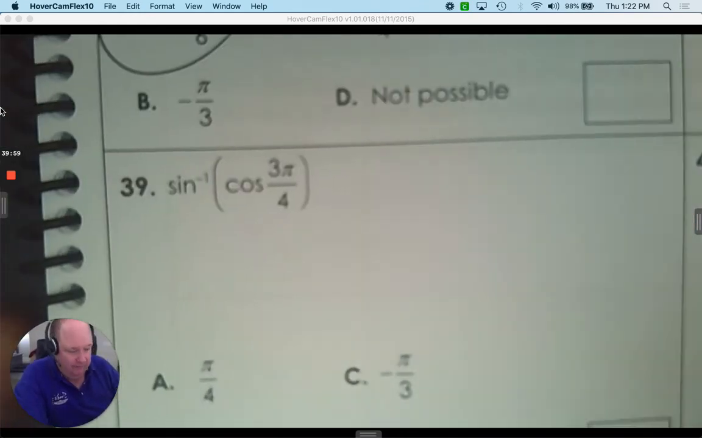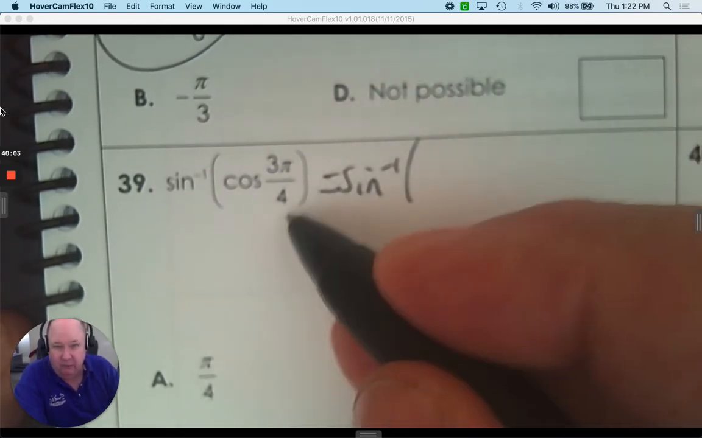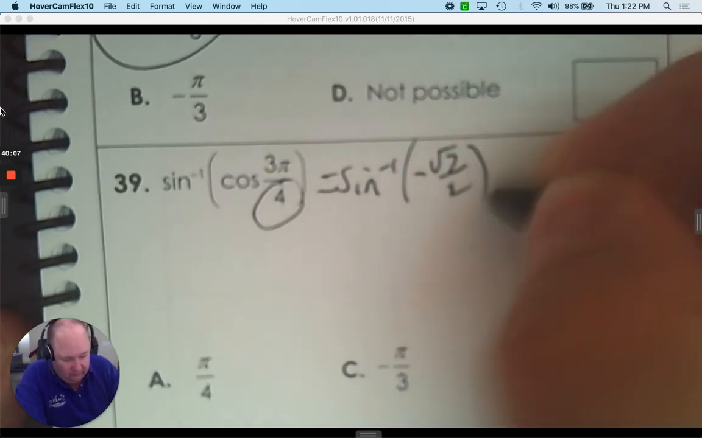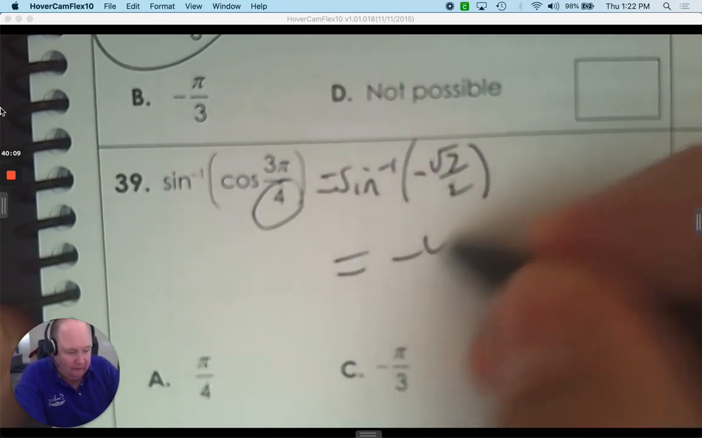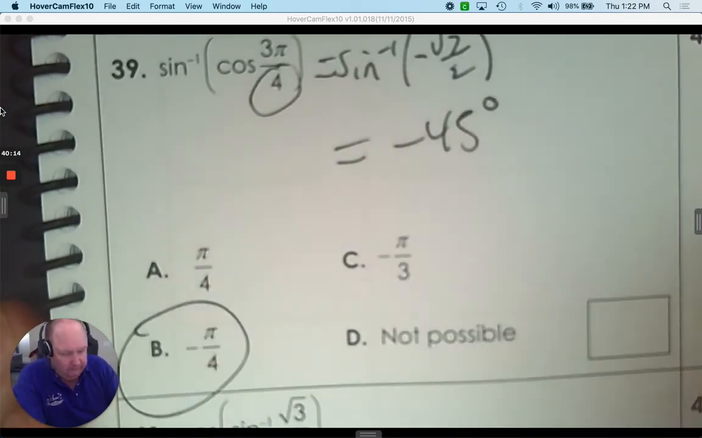At number 39, the value of cosine at 3 pi over 4. It's a 45-degree reference angle. So it's negative root 2 over 2. And then this angle is negative 45 degrees, or negative pi over 4.